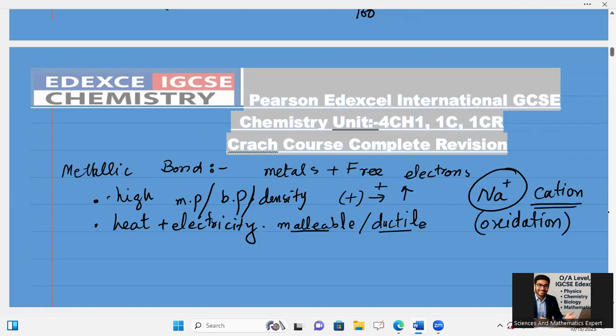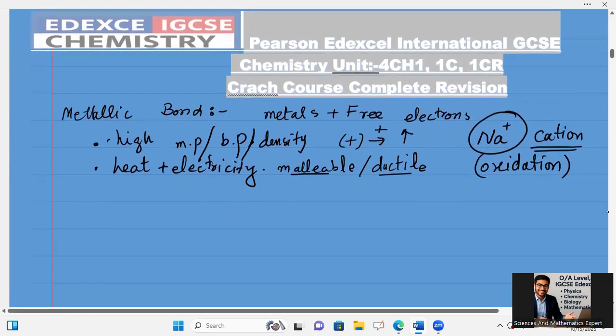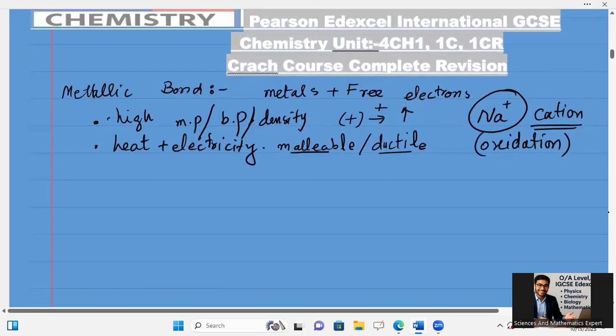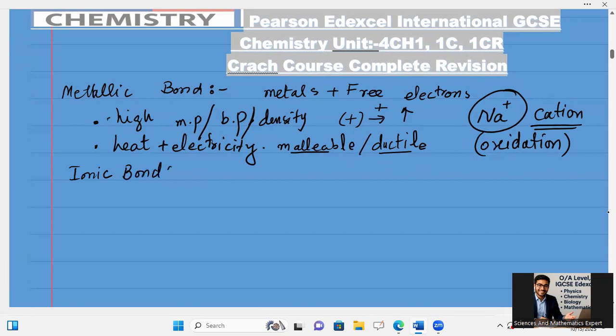After that, we should move towards the ionic bond. The ionic bond is the bond which is formed due to the complete transfer of electrons between metal and non-metal atoms.